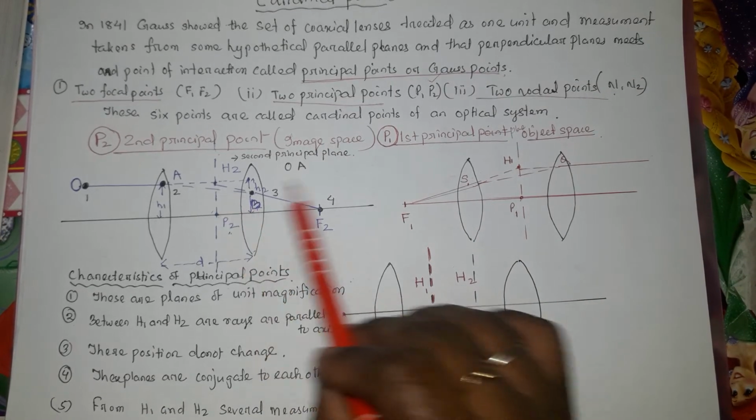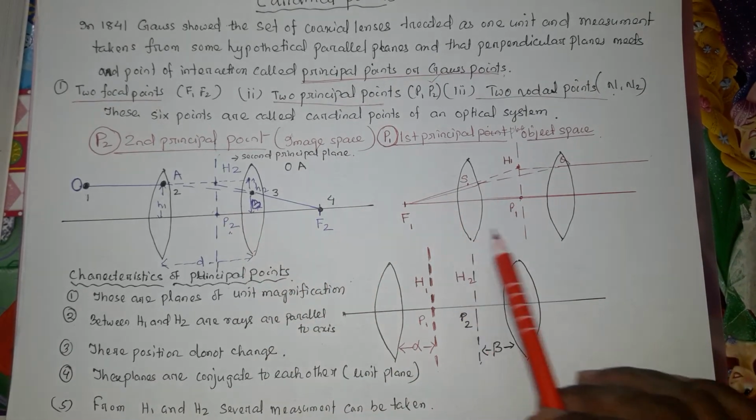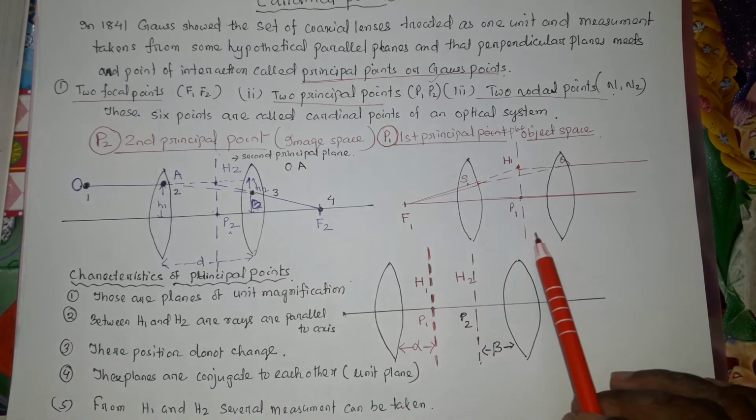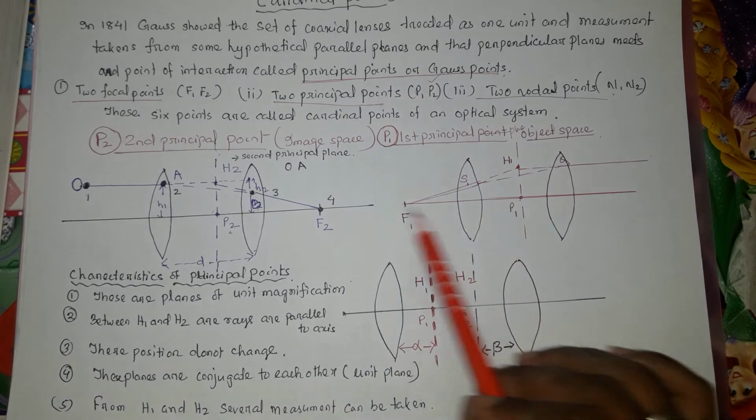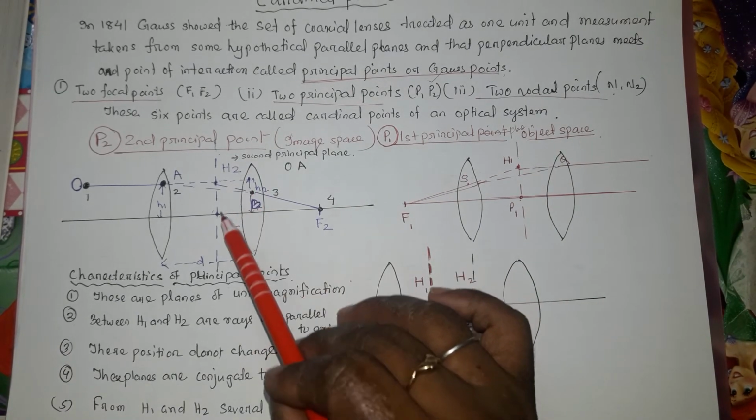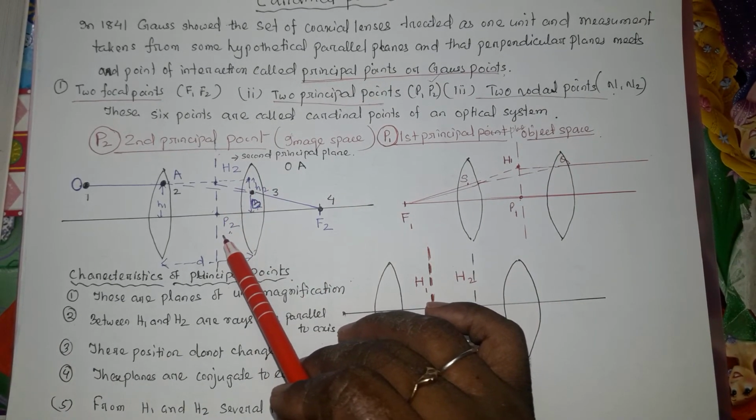Such two planes are found in the coaxial lens system: the first principal plane H1 or first principal point P1, and the second principal plane H2 or second principal point P2.